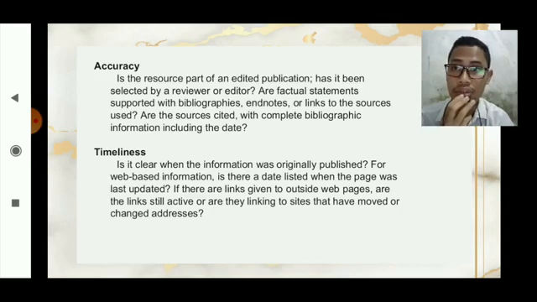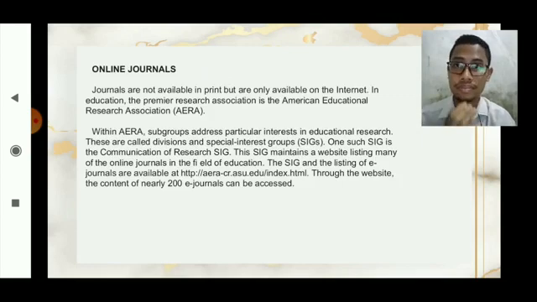For web-based information, is there a listing of when the page was last updated? If there are links given to outside web pages, are the links still active, or are they linking to sites that have moved or changed their address? Next, online journals. Journals are not only available in print, but are also available on the internet.